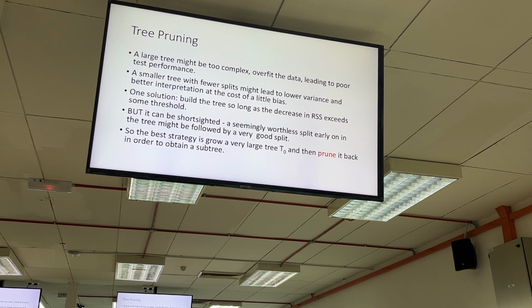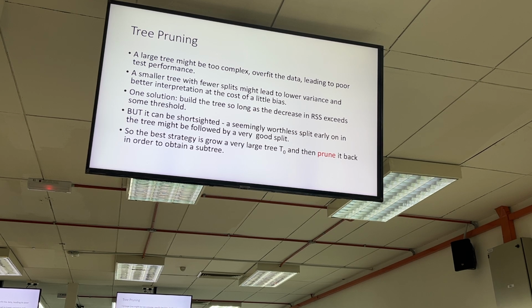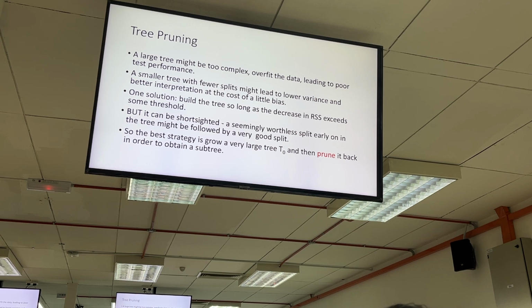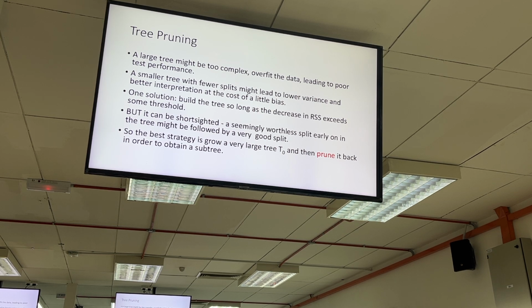So we would prefer to have a smaller tree with fewer splits. That might lead to a lower variance and better interpretation. However, we might cause a little bit of bias. Yeah? How do I want to say this?